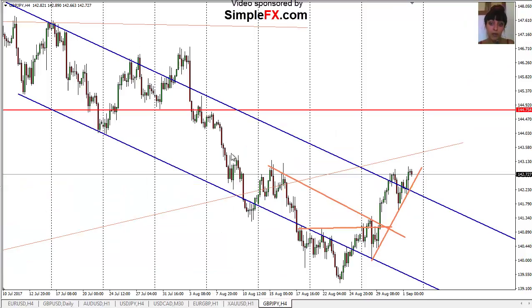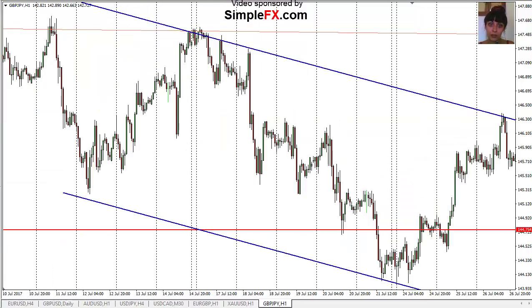Okay, so now we're going to pound yen. Also a lot of levels here. You can see it looks scary, but no, let's go on a small chart.